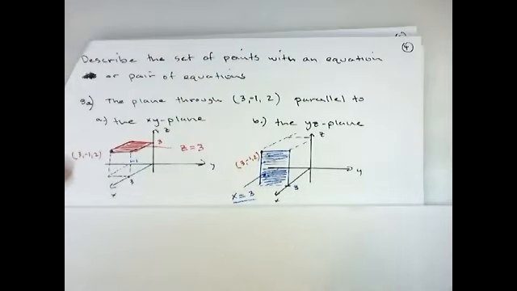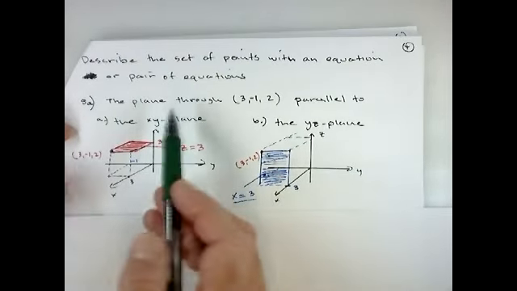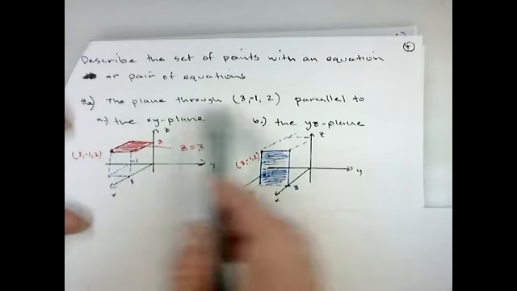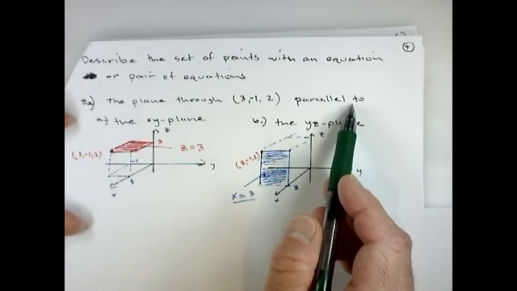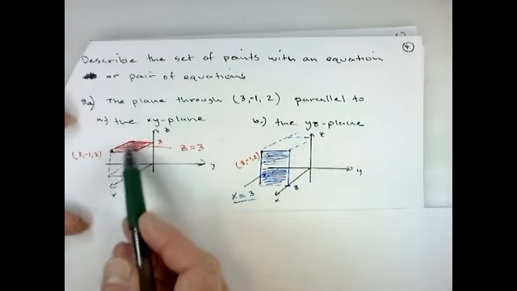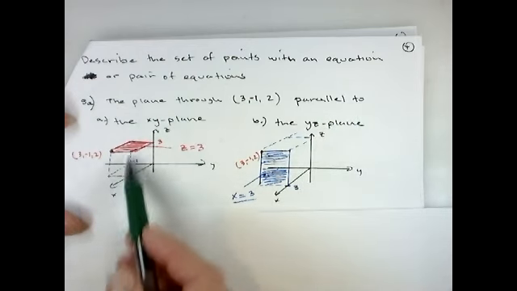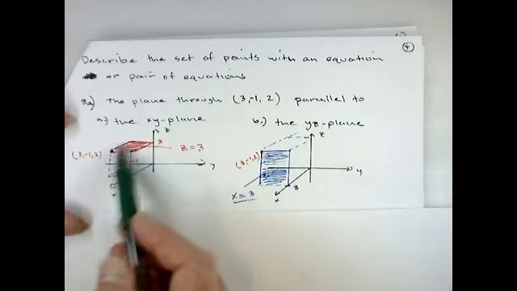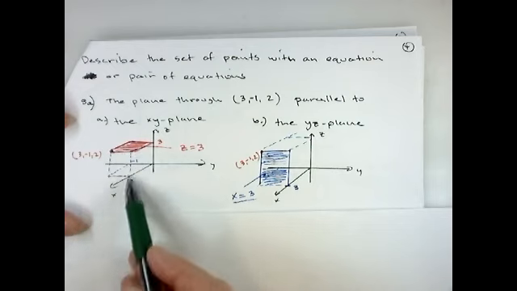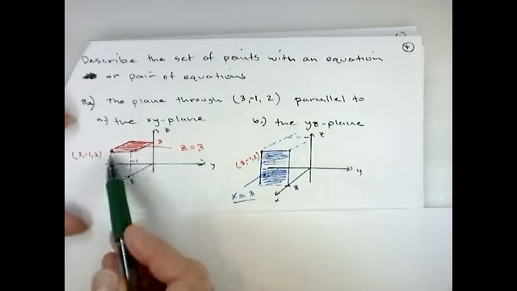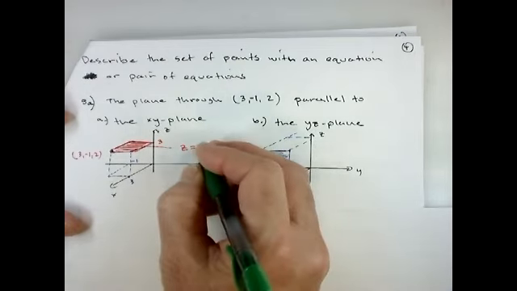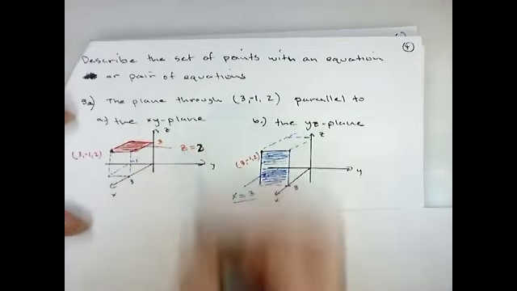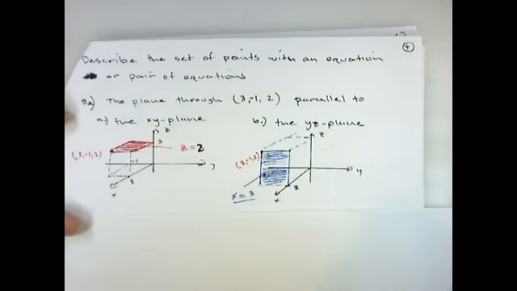A little more practice on this. Describe the set of points with an equation or pair of equations. So what would be the plane that passes through (3, -1, 2) that is parallel to the xy plane? Now that we know the xy plane is like z equals 0, this would have to be a horizontal plane. And remember, a horizontal plane is just going to be z equals a number. So in this case, that should actually be z equals 2. Okay, change that to z equals 2. My point was (3, -1, 2).